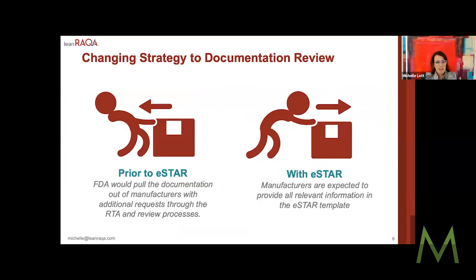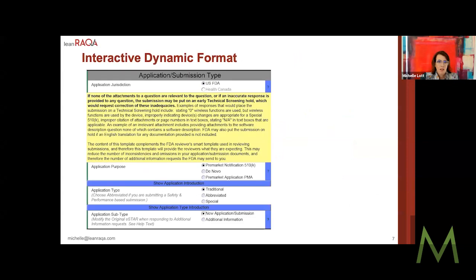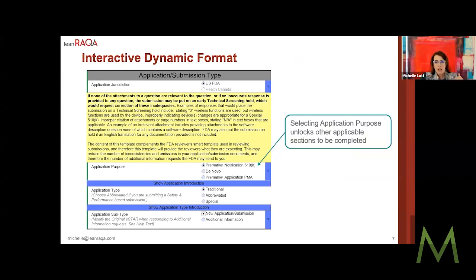So I think one of the interesting things is that the 510(k) process used to be a little bit more of a pull from the FDA. If they couldn't find something or thought your submission was missing certain testing, they would ask you. The eStar template is intended to more push that information from the manufacturer, requiring them to populate certain sections of the 510(k) based off of their device design features. It is an interactive and dynamic format: you select the different bubbles or check marks that apply for your submission, and then it automatically either opens up or shuts down different parts of the application.